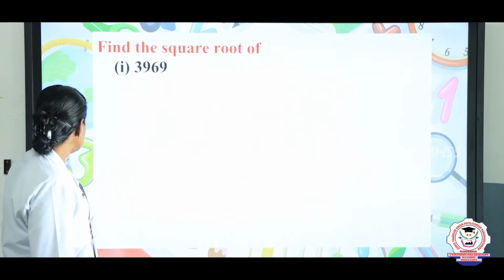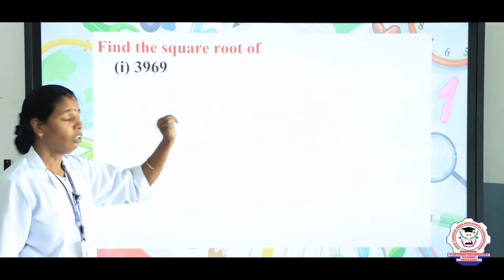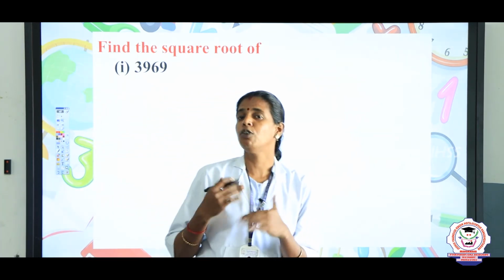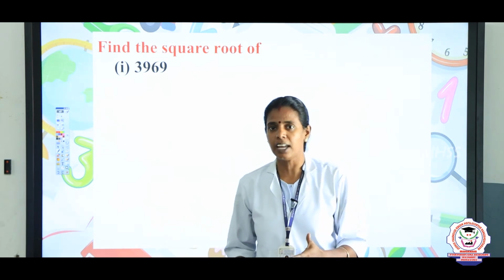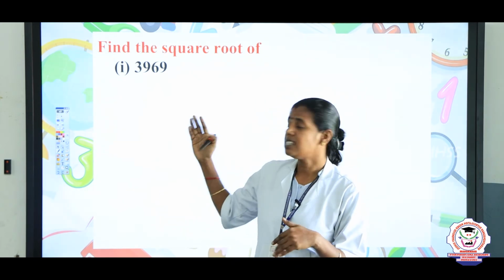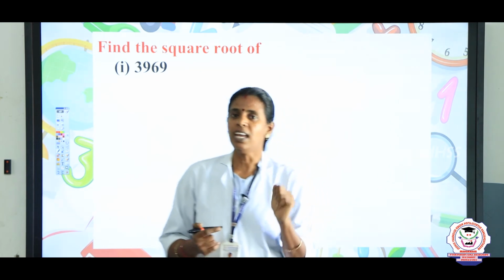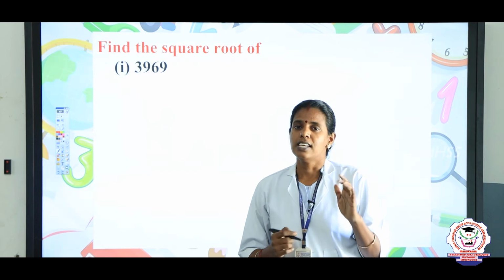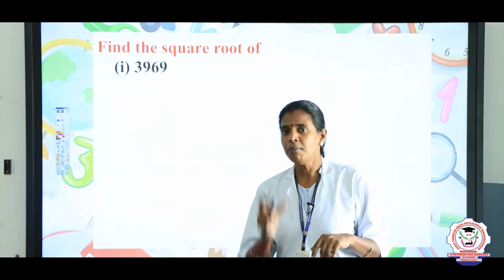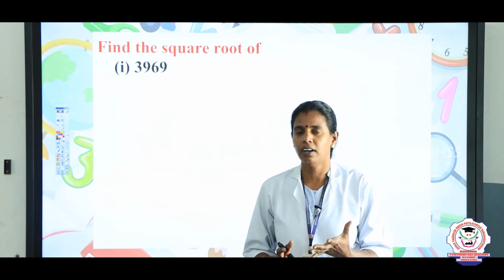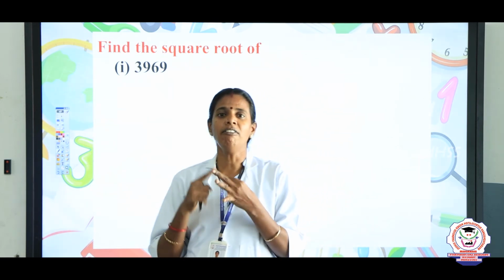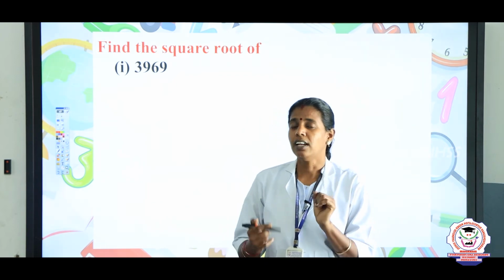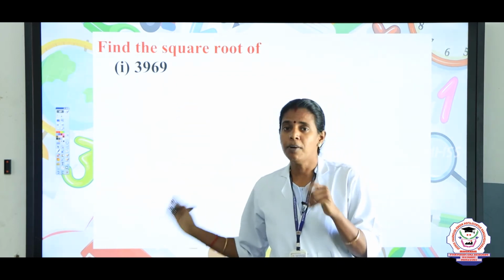See, the next problem is find the square root of 3969. Okay. For this number, if you use repeated subtraction, it will take time, right? To solve this using prime factorization will be easy for us. How to use prime factorization? Yes, there we will use only prime numbers, children. We know what a prime number is. 2, 3, 5, yes, 7, 11. These numbers are prime numbers, right? We are going to use only prime numbers to solve this.